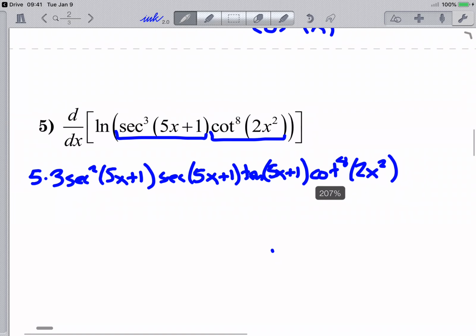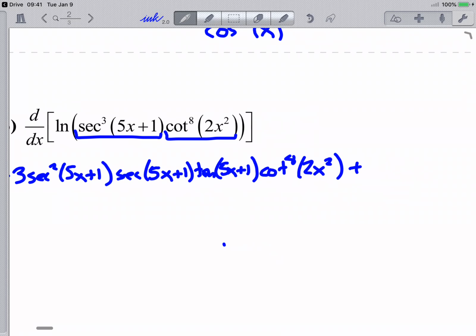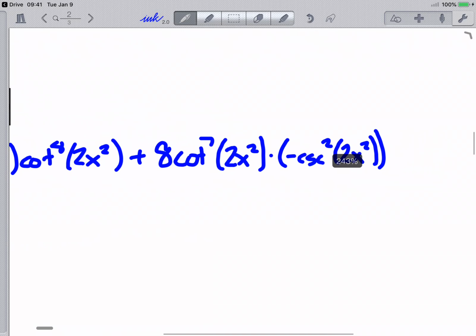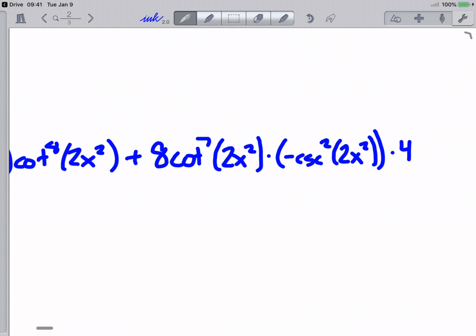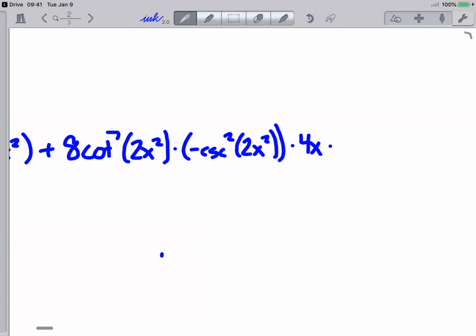So far so good. I took the derivative of the first. Now I'm going to add, I'm going to do the derivative of the second, but I'm just going to copy down. So I've got 8 cotangent to the 7th, 2x squared, times the derivative of the cotangent, which is negative cosecant squared. So I've got times negative cosecant squared of 2x squared, times the derivative of the inside, which is that 2x squared. So I've got times 4x, and then all of this needs to be multiplied by the secant cubed of 5x plus 1.